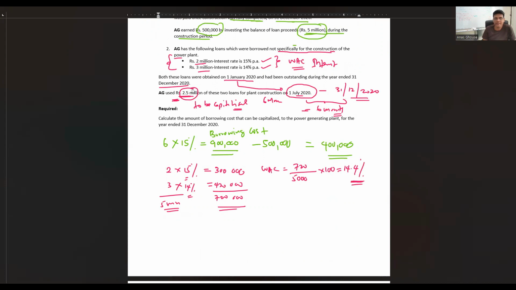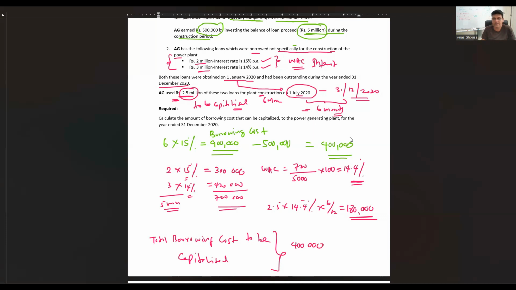Now this rate, the capitalization rate, should be applied on 2.5 million, because out of this 5 million, they have used 2.5 million for the construction purpose, for the qualifying asset. These are general loans obtained for the business. So 2.5 million times 14.4% times, since this is utilized only for a 6 months period, 6 over 12. That comes to 180,000. So the total borrowing cost to be capitalized for the period is 400,000 plus 180,000, which comes to 580,000. This is the answer for this particular question in relation to IAS 23.